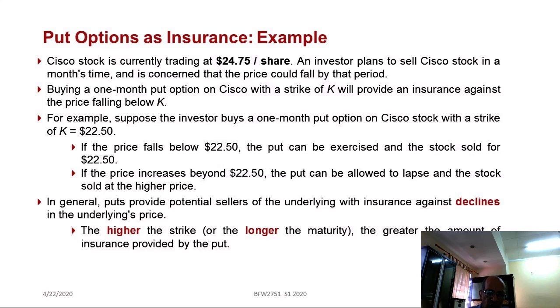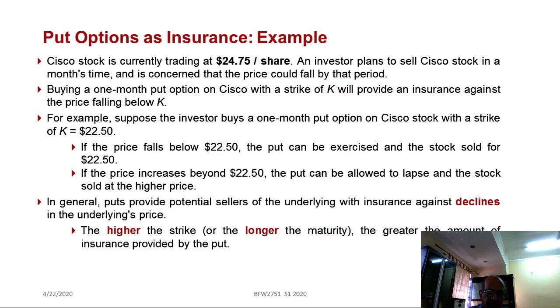If the price increases beyond 22.50, the put can be allowed to lapse and the stock can be sold at a higher price in the market. The option writer is not going to look for you. There's no obligation at all. In general, puts provide potential sellers of the underlying with insurance against decline in underlying prices. A put option protects against declining underlying prices, especially when you're holding the asset and you want to sell it. The higher the strike or the longer the maturity, the greater the amount of insurance provided by the put.